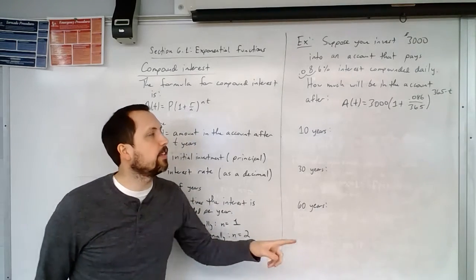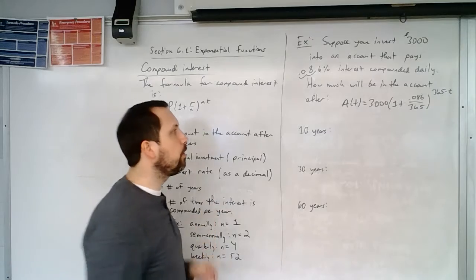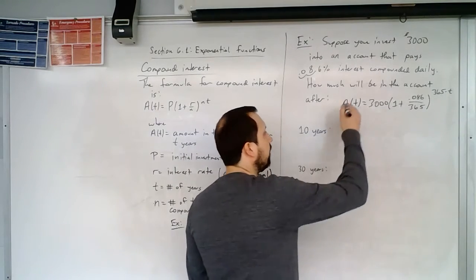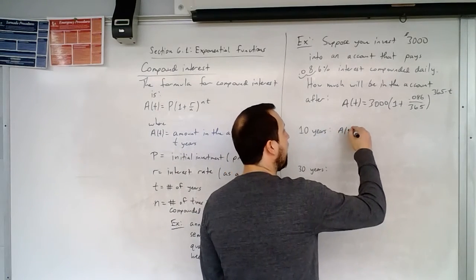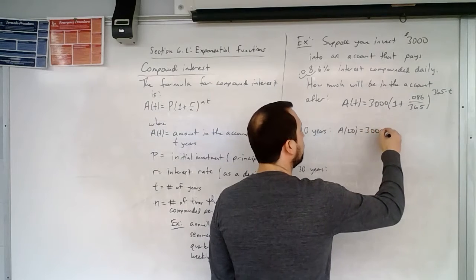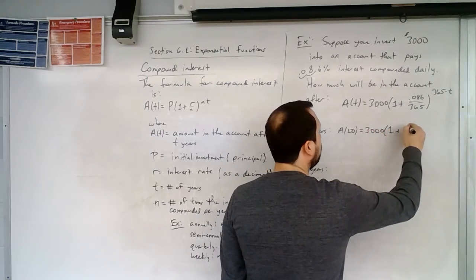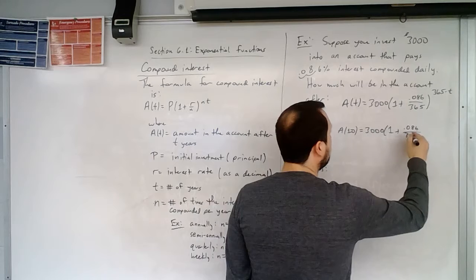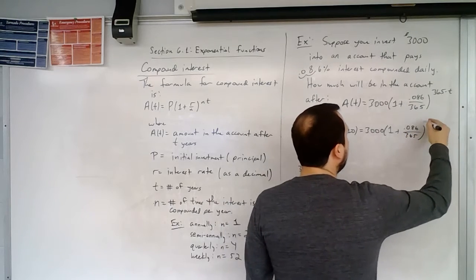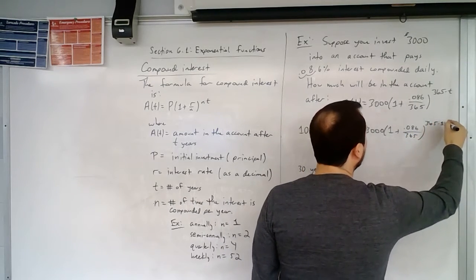So if we want to take a look now at 10 years, what we will want to do is plug in 10. So we're going to plug in A of 10 is equal to 3,000 times 1 plus 0.086 divided by 365 raised to the 365 times 10.